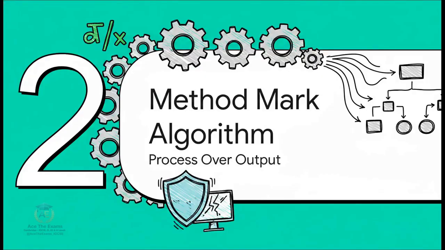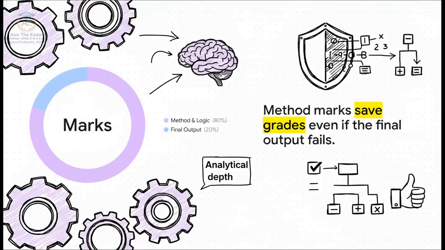Moving on to Section 2, the method mark algorithm. This is all about prioritizing process over output. Let's look at how the grading system actually calculates your score. The Cambridge system relies heavily on the method mark strategy, which acts as your ultimate fail-safe. Systematic processing and showing your work saves your grade, even if your final output entirely fails.